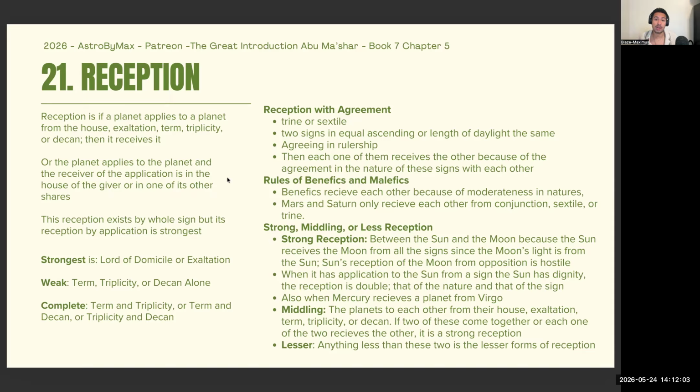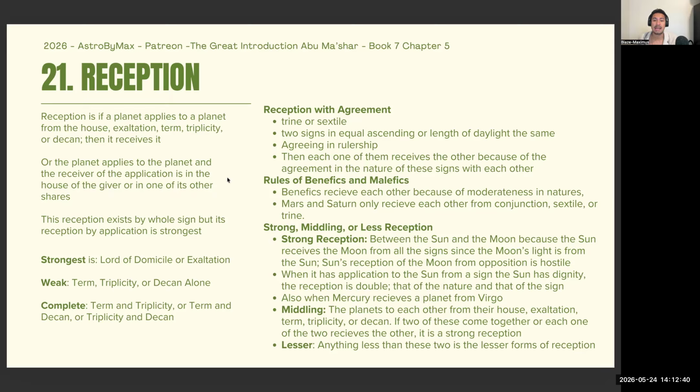And there's reception with agreement, which is that if there is reception between the planets and they are in each other's signs, and they are in a trine or a sextile, there's reception with agreement there because they're in an aspect of good relationship. Or two signs in equal ascending or length of daylight, because there is also agreement in that too. If they're in signs that agree in rulership, there's reception with agreement there as well. Then each of them receives the other because of their agreement in the nature of the signs with each other. So there's also that type of reception too.